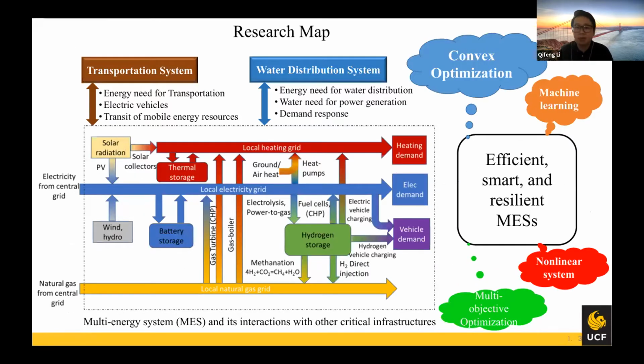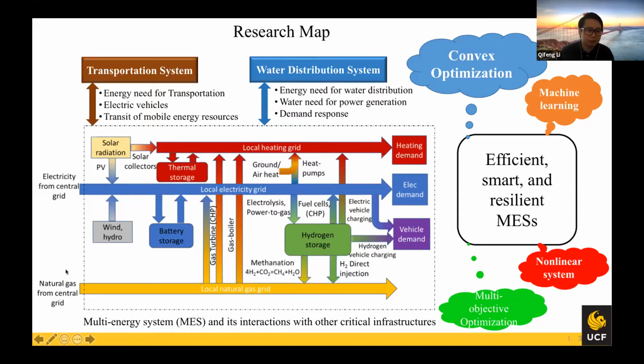In the past 5 years, my research has focused on applying theoretical tools like nonlinear system theories, machine learning, and various types of optimization technologies like convex optimization and multi-objective optimization to improve the efficiency, intelligence, and resilience of multi-energy systems. So what are multi-energy systems?